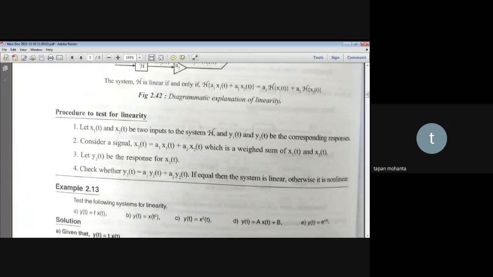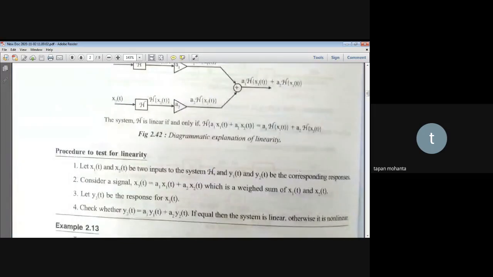Now our main intention is to compare the linearity of the system. So the individual response is y3 of t equal to a1 x1 of t plus a2 x2 of t. The condition here is that the individual response must equal the corresponding response. So we find the individual response first, then we find the corresponding response, then we equate them.